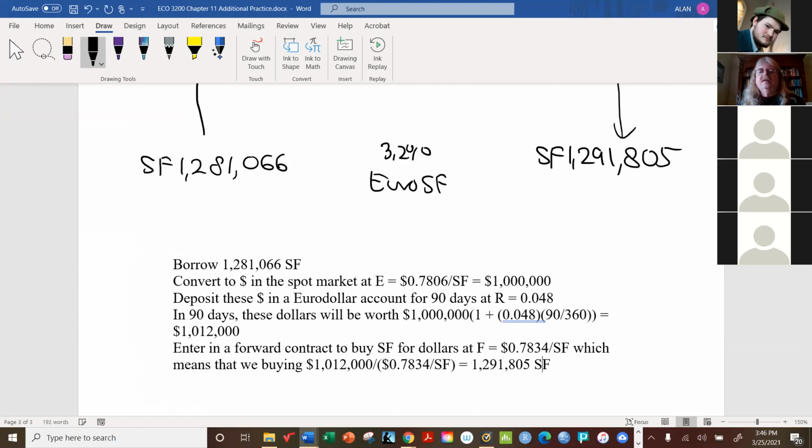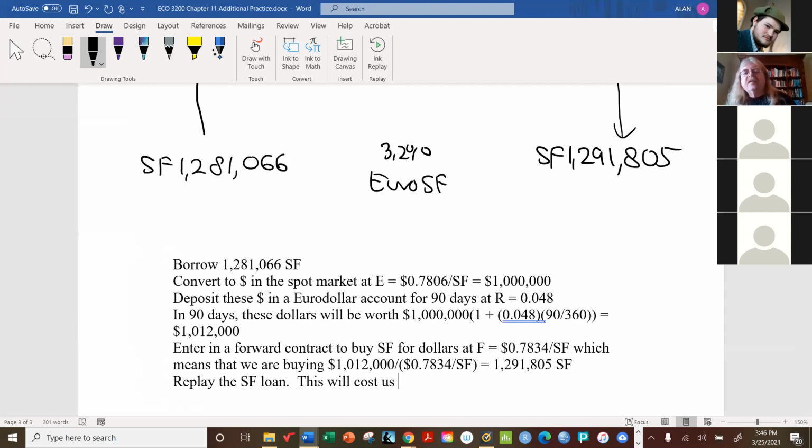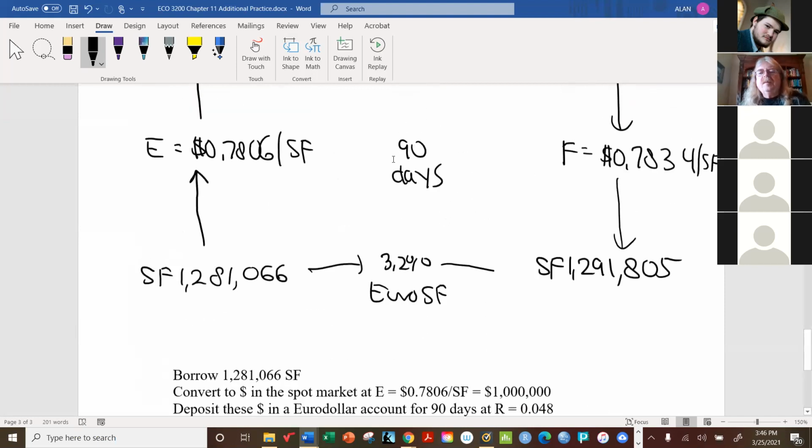Okay, now, did we make money or not? Well, that depends on how much we pay back on our loan. Because remember, there's that little detail where we repay the Swiss franc loan. This will cost us. So here's where we have to figure out the Euro Swiss franc rate. It's 3.2%. And how much will come out of our pocket?